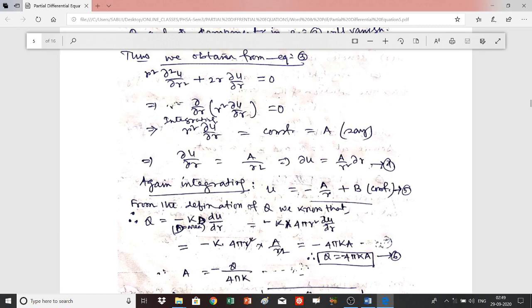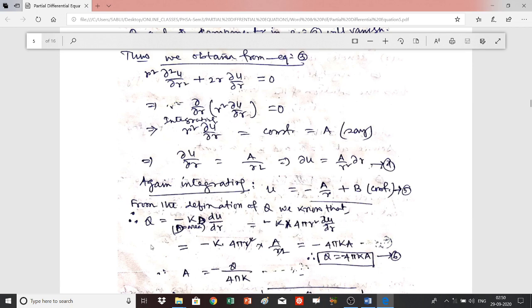From the definition of q, you know that q is equal to minus k into d into du dr. Since I have taken a as a constant, there will be a mismatch of this a and this a, so I write this as d. This d is nothing but the area. So q is equal to minus k into d into du dr, where d is equal to 4 pi r square. That is written here, minus k into 4 pi r square, and then del u del r.